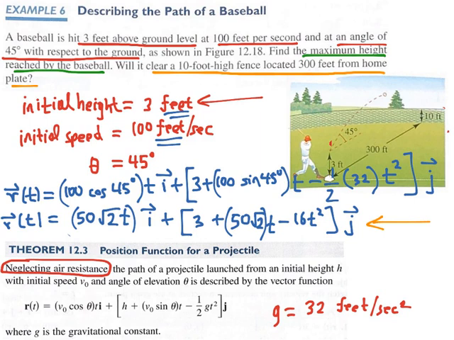So we were able to have an idea of what the maximum height would be using Desmos, that it would be about maybe a little bit more than 80 feet. And we were able to see using Desmos that it will in fact clear the 10-foot high fence located 300 feet from home plate. But now we want to do this analytically using calculus. We want to find the maximum height reached by the baseball analytically using calculus. And we would also like to answer the question of whether it will clear the 10-foot high fence located 300 feet from home plate analytically. So let's look at that.